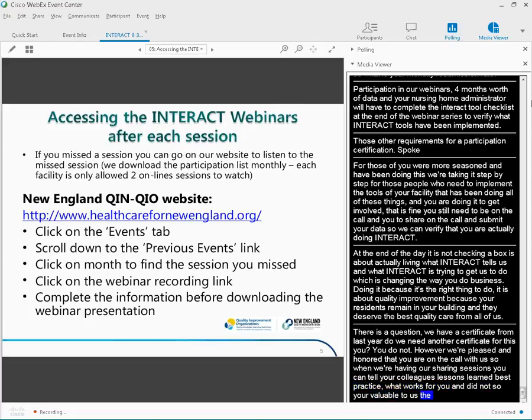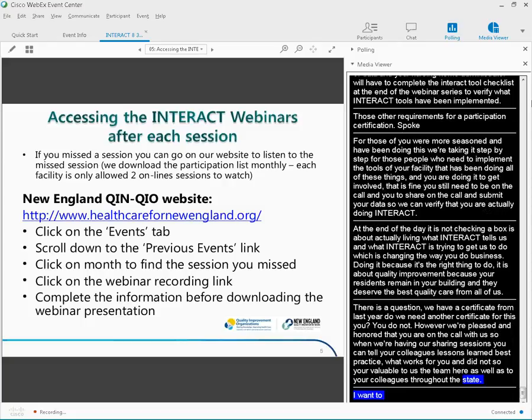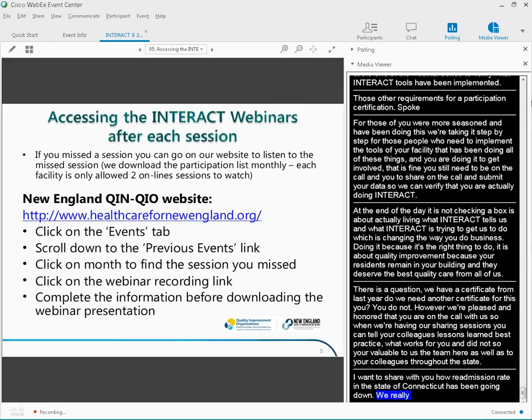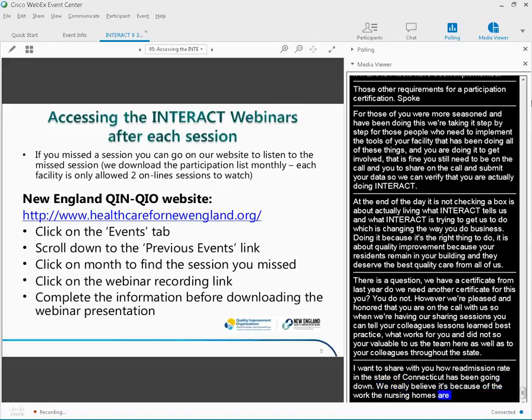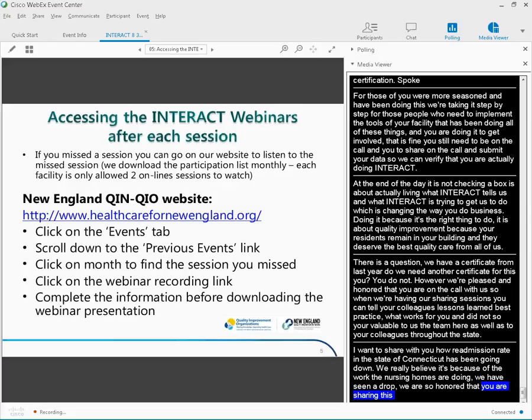And I just want to share with you, our readmission rate in the state of Connecticut has been going down. And we here at Qualidigm really believe it's because of the work the nursing homes are doing. We really have seen a drop. We are so honored that you're sharing this time with us. But it's all about the patient and all about your resident, and that's why we're here.